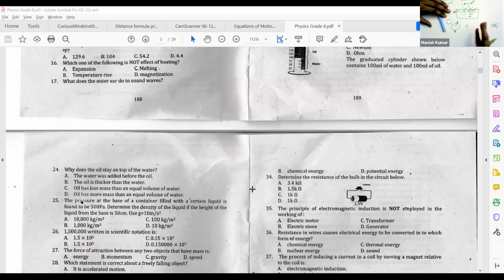So the gravitational pull exists between any two objects, but it is significant only when at least one of the masses is huge. At least one of the masses should be huge, like the sun, the earth, the moon. Okay. Do you get it? Yes. Yeah.